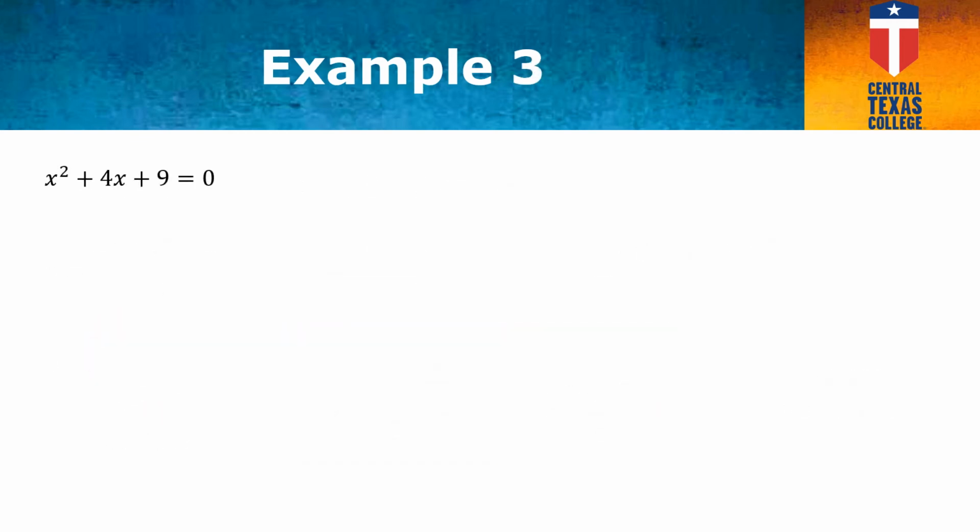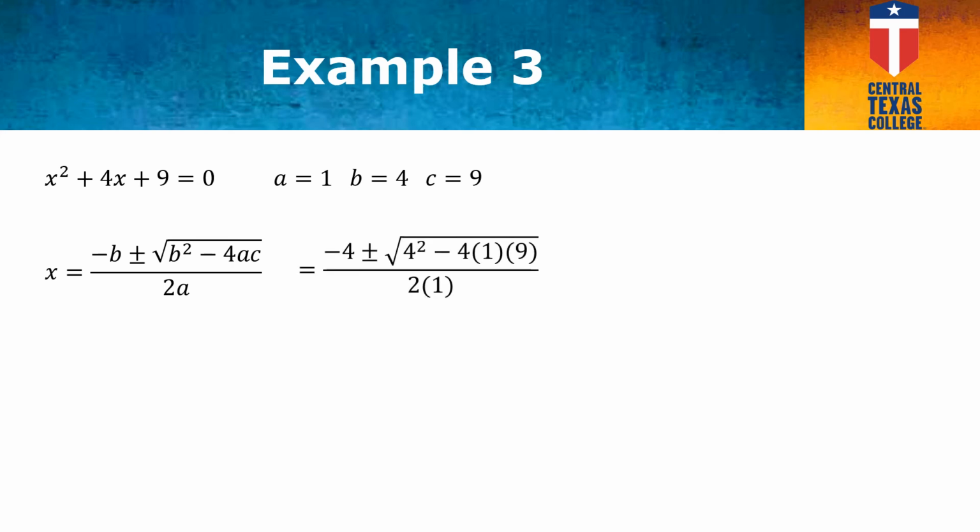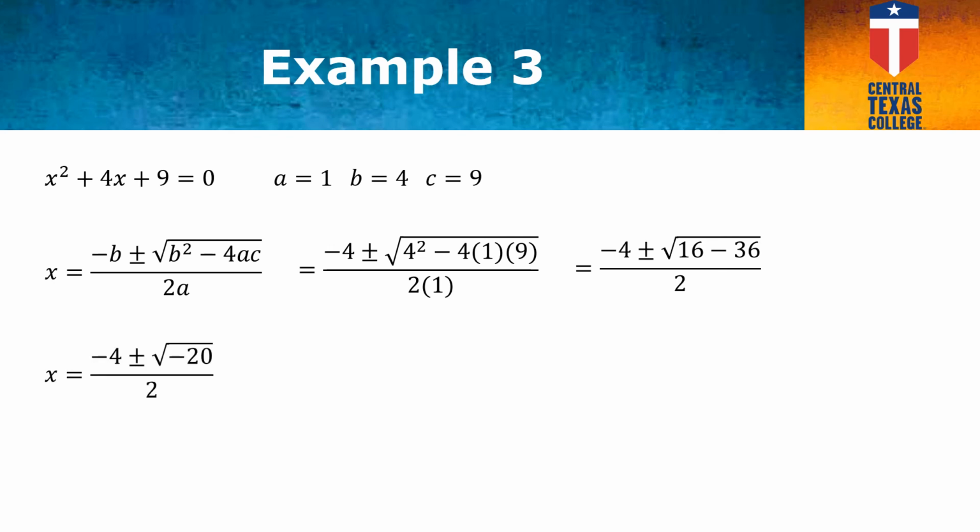Let's take a look at x squared plus 4x plus 9 equals 0. Here a equals 1, b equals 4, and c equals 9. We take our regular quadratic formula and simply substitute all the a, b, and c values. 4 squared is 16, 4 times 1 times 9 is 36, and 2 times 1 is 2. We end up with negative 4 plus or minus the square root of negative 20 all over 2.